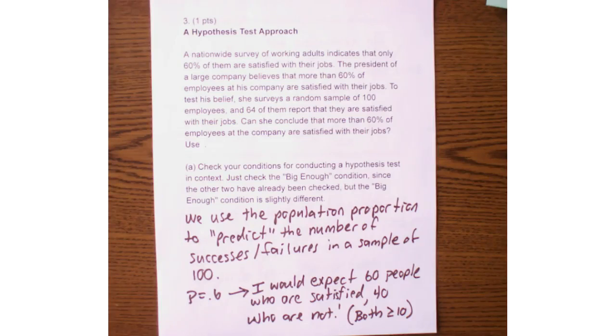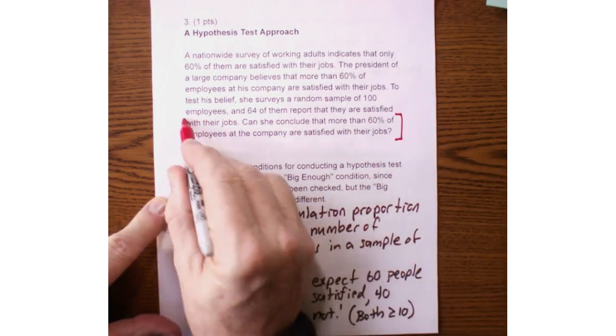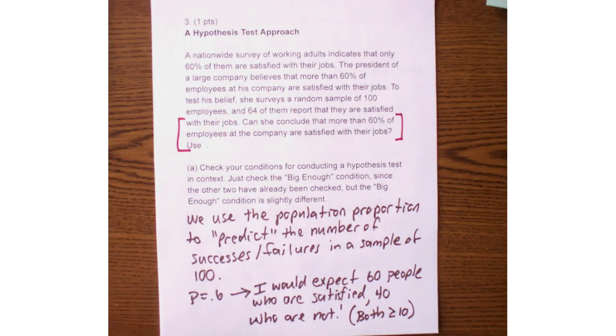Hey, wizards. So the same problem again. This time, though, we're going to take this problem and look at it from a hypothesis test approach. So again, we're still going to answer the same question: can she conclude that more than 60% of employees at the company are satisfied with their jobs? But we're going to approach this problem from the point of view of the population. So we're going to believe in the population, but we're going to look out at the sample and see how odd or unusual our sample might be if the population is actually true.